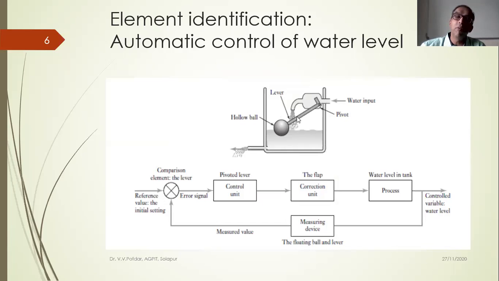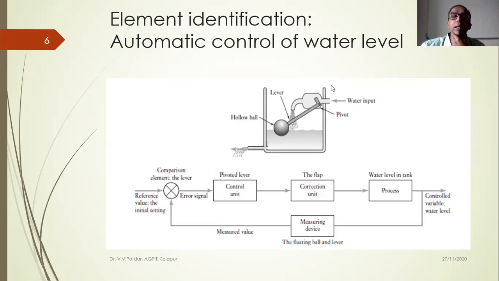And as the level falls down, what will happen? As the water is being used for some work, the level will be falling down. As the level falls down, the float will also come down. As the float comes down, the valve will be opened proportionately. And this will be opened till my desired level is obtained. So this is the automatic control of the water level, a simple example.